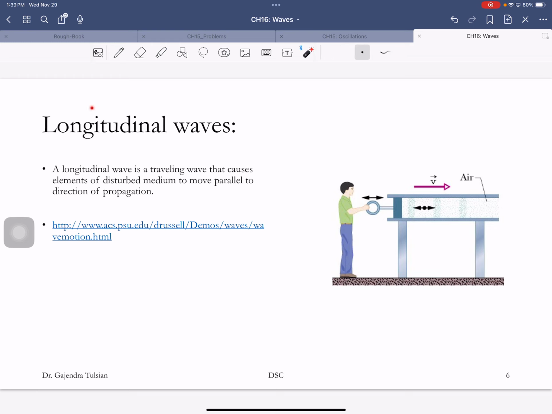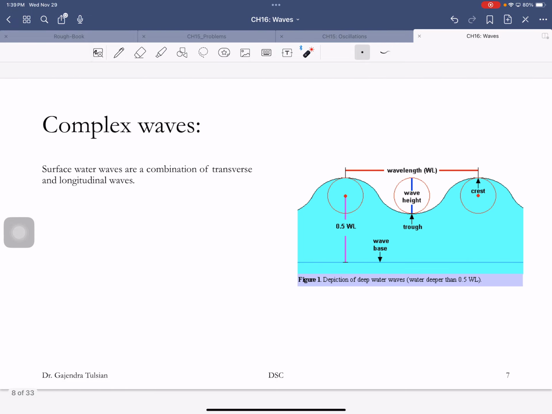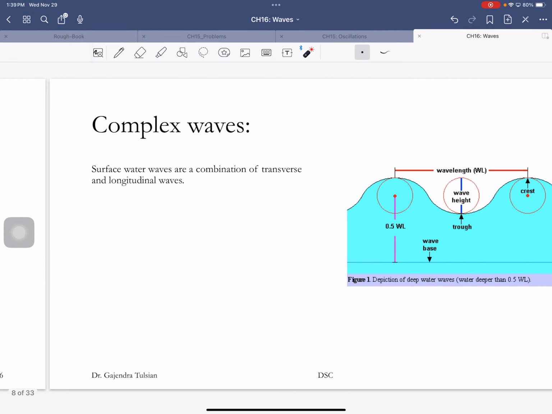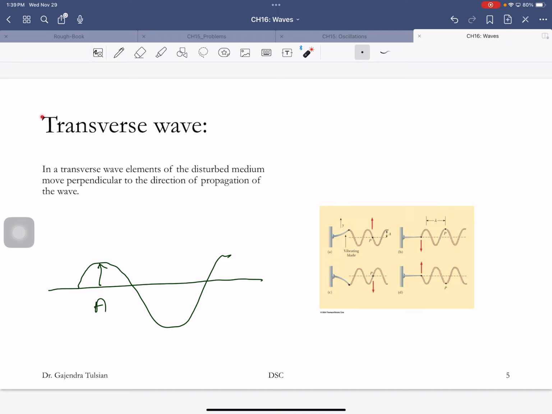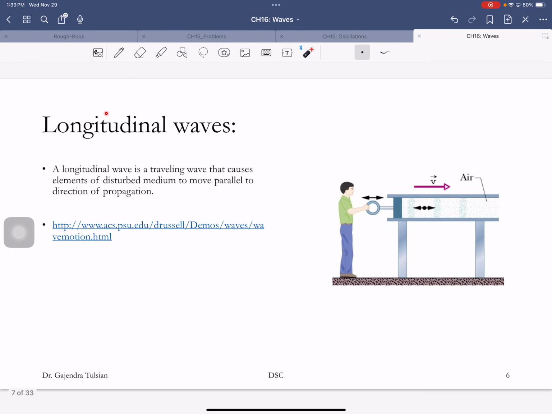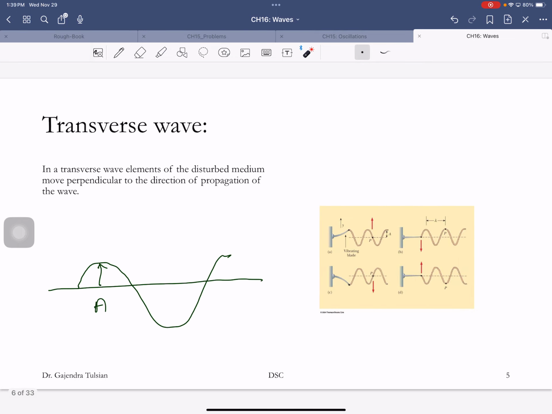All right, we'll talk about longitudinal waves. Oops, what happened to transverse? Okay, so transverse waves and longitudinal waves. In transverse waves, here's the deal. If this wave travels in that direction, the particles of the medium are oscillating perpendicular to the direction of travel. Those are transverse waves.